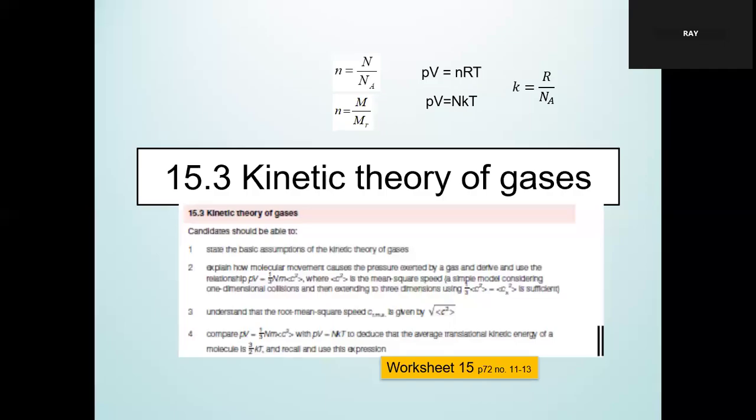If you want to review, these are all the formulas that you need to remember for ideal gas. So now we are under the topic kinetic theory of gases. This is the syllabus. During the 15 minutes break, you can try some of the questions.